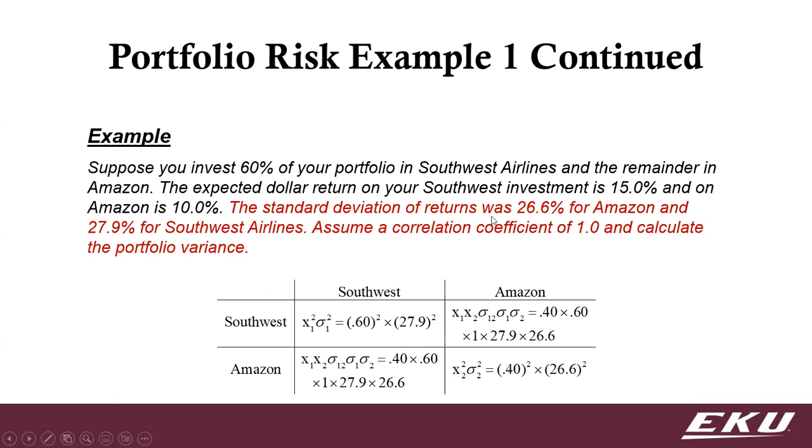So the standard deviation of returns is 26.6% for Amazon and 27.9% for Southwest Airlines, right? So standard deviation of Amazon, standard deviation of Southwest, and I'm going to have to square those to get variance, right? And then this first piece is the weight, and I'm squaring those weights also. And then assume a correlation coefficient of 1. So remember that correlation coefficient goes from -1 to 1. In this one, we're going to use 1. And so you just multiply the weights times the standard deviations times that correlation, and that gives you the variance covariance matrix.